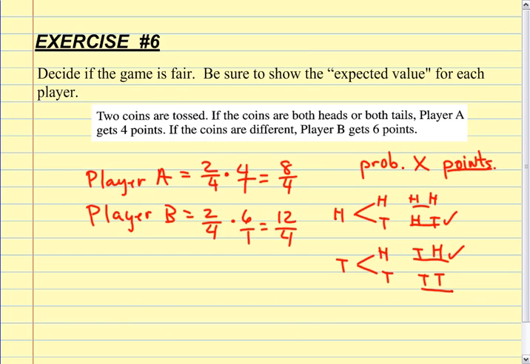Is the game fair? No. Why? How do we know it's not fair, Paris? Because player B is getting more. Their expected values are not the same. Player B is getting more points than player A is. All right? Great job. Let's look at the next one.